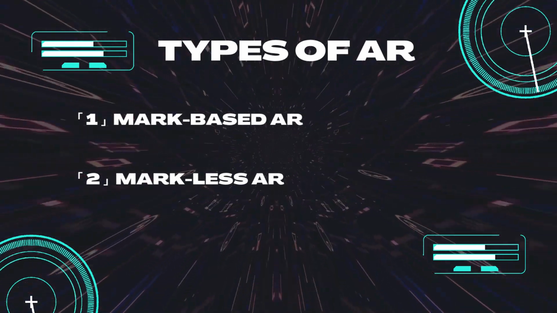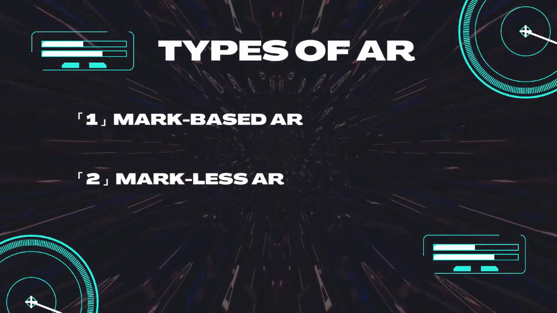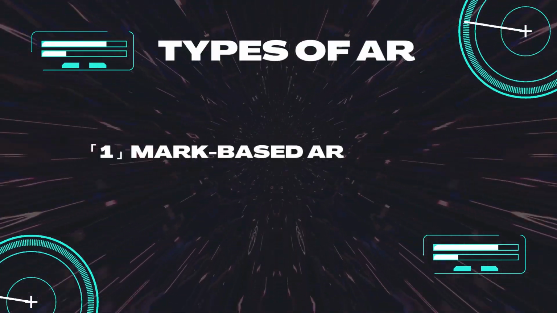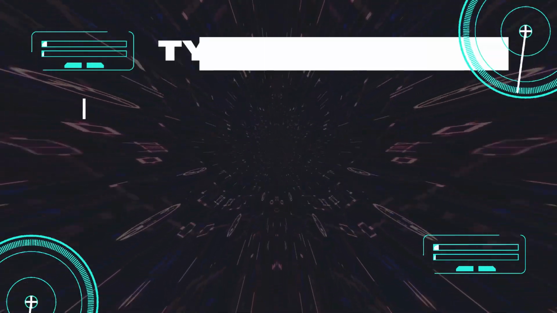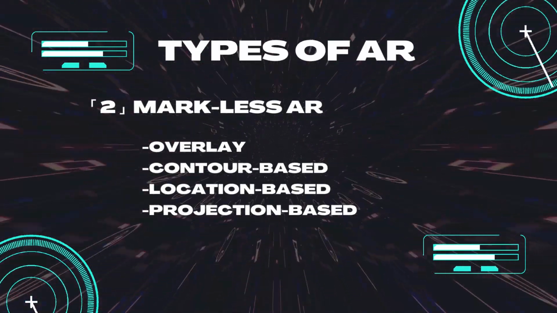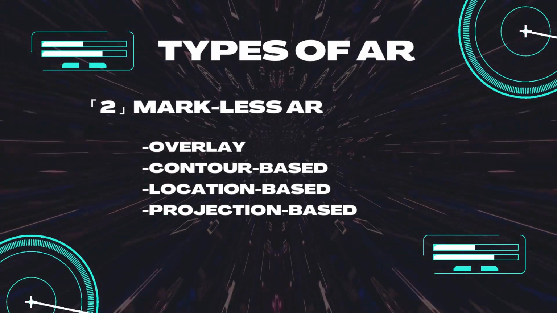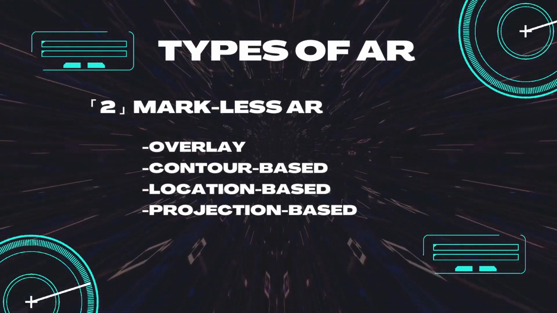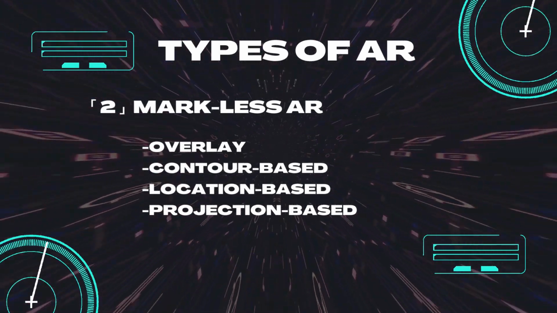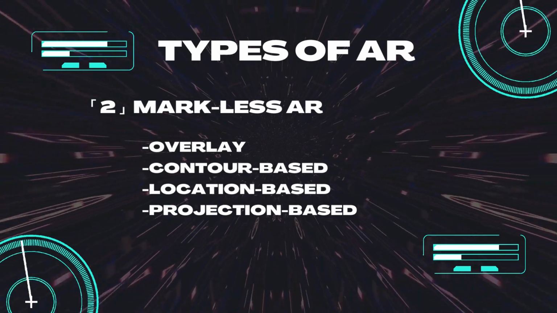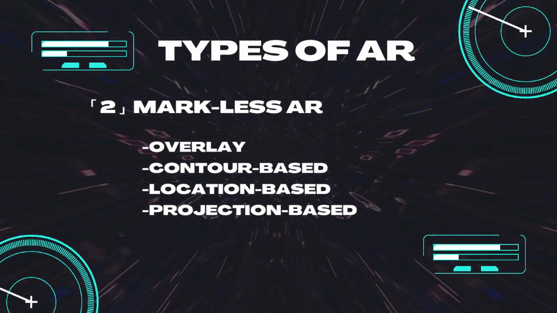About the types of AR, AR can be divided into two types, marker-based AR and markerless AR. Marker-based AR uses QR codes for digital overlays, while markerless AR includes overlay, contour-based, location-based, and projection-based AR, each offering unique ways to integrate virtual and real worlds. These types highlight AR's adaptability and expanding use cases.